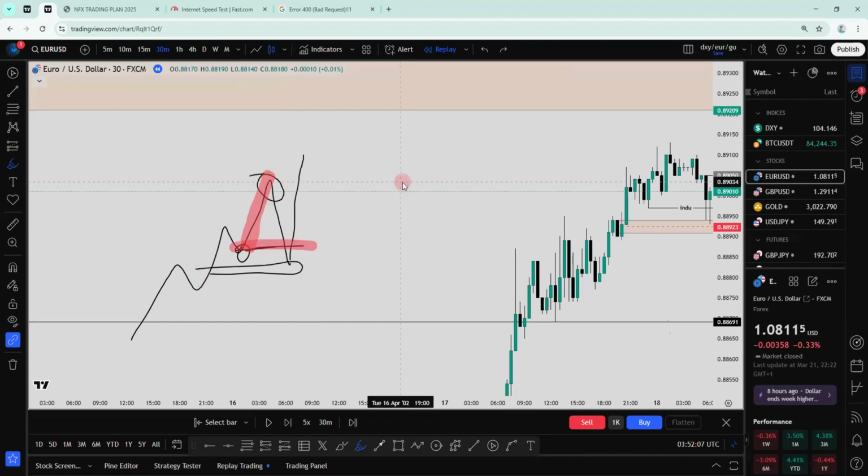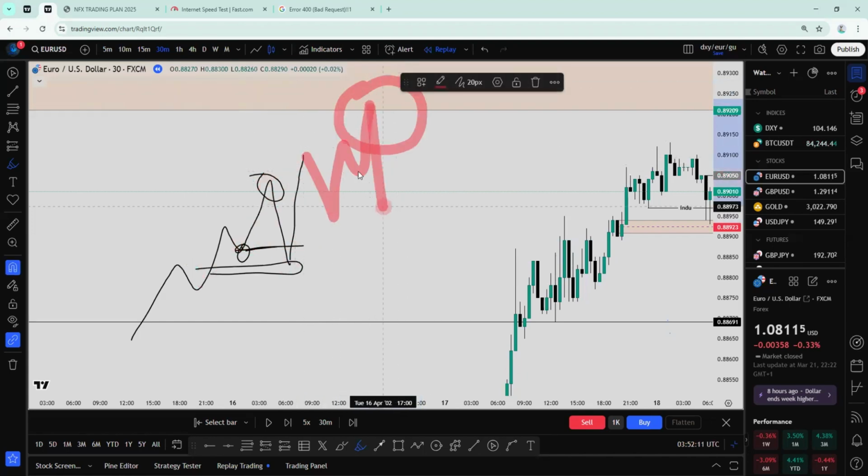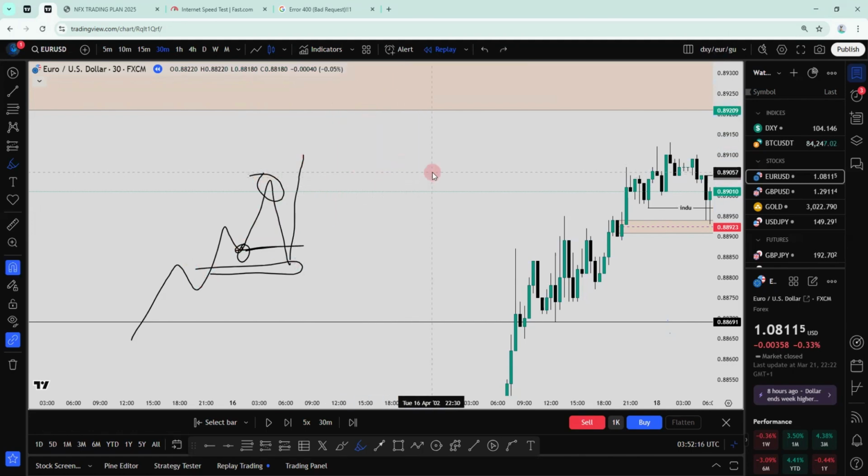All right. Now, if price taps into a key level like this one now, and they will have a shift in structure, that's when you can assume that your structure is valid, right?